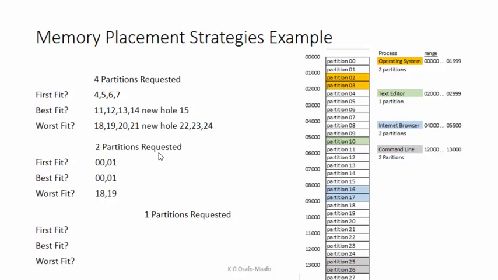Now, let's say someone wanted 2 partitions. First fit would go in these first 2, because that's the first I found. Best fit is also these first 2, because 2 is closest in size to 2, which is better than putting it in this large space or that large space. But when it comes to worst fit, I again put it in the largest space.